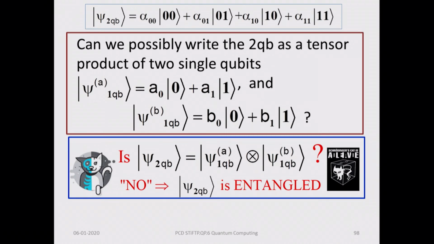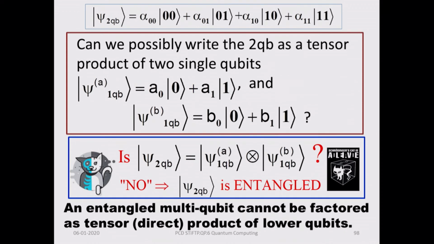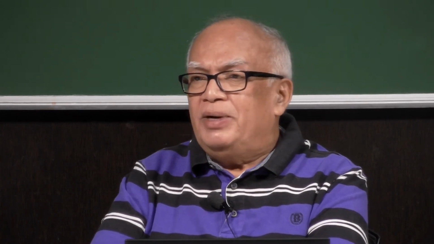Okay? So, in general this is not possible, and for entangled states it is not possible. For those which are not entangled, you can do that, and you will see why the statement holds. So, the result is that when you have entangled multi-qubit systems, you cannot factor them into tensor products of lower qubits.